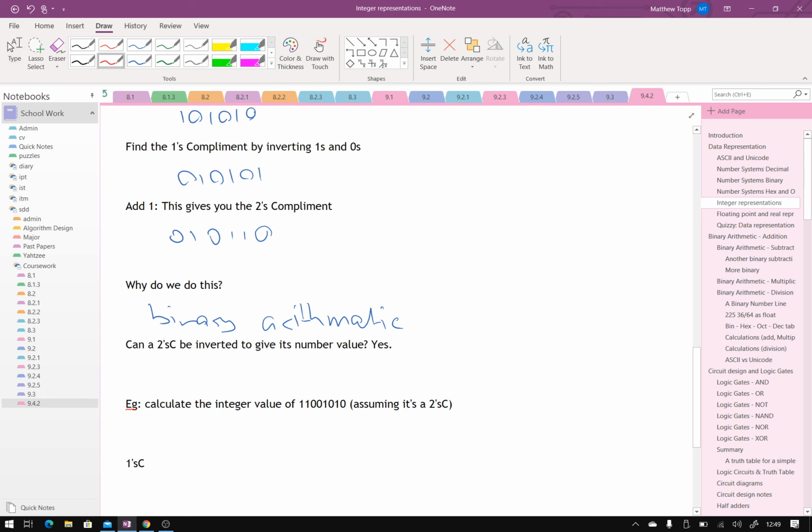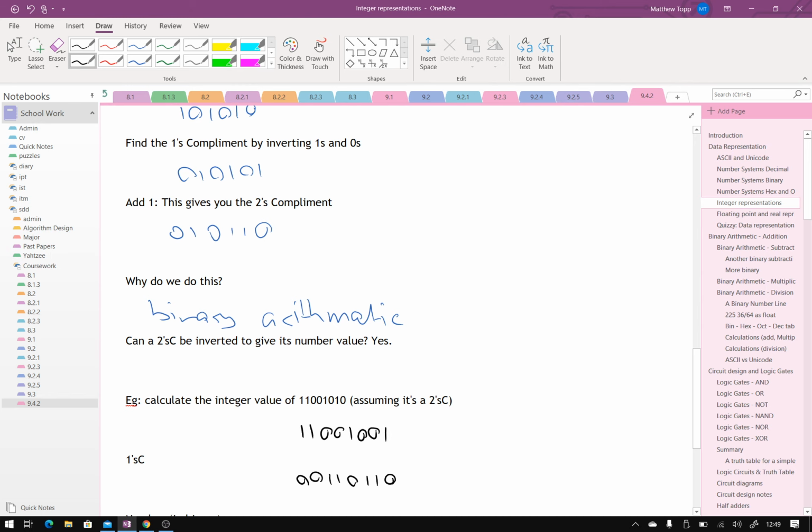11001010 minus 1. 11001001. 11001001, I think is what you said, Todd. Is that right? Yeah. Yep, good. Make it 00110110. And then you invert it, 00110110. And we work out what's that, and you've just done it exactly right.